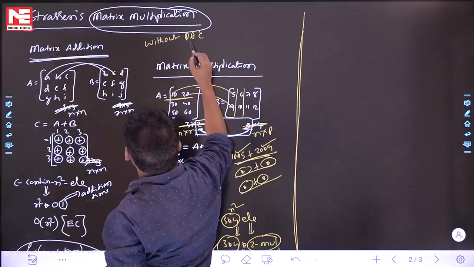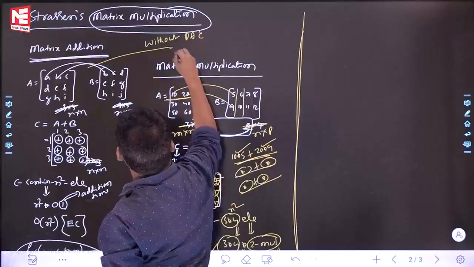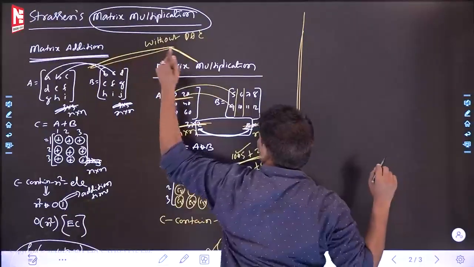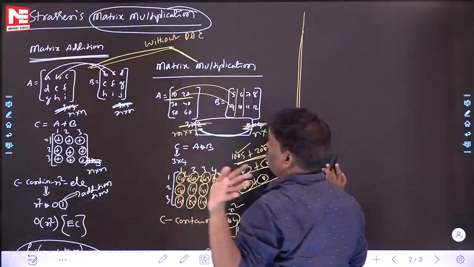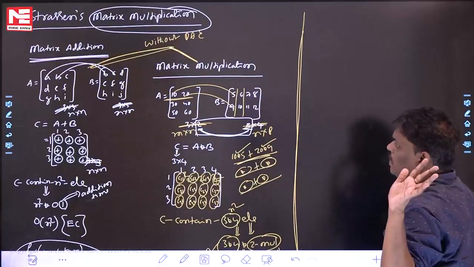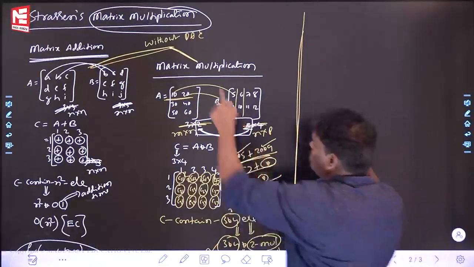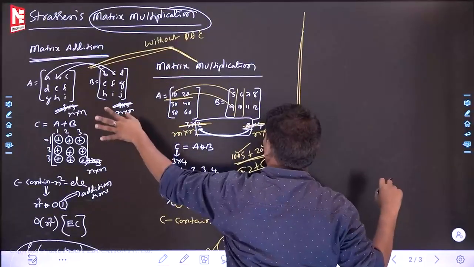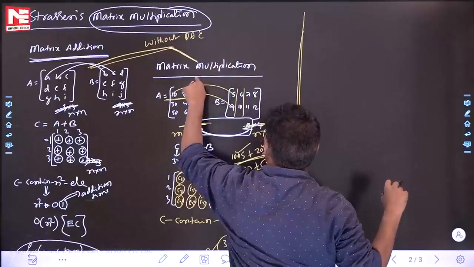Without divide and conquer, I did the addition also, I did multiplication also. Please be careful. Now our goal is only matrix multiplication. Without divide and conquer, I did both. That's okay. Our goal is matrix multiplication only, right?